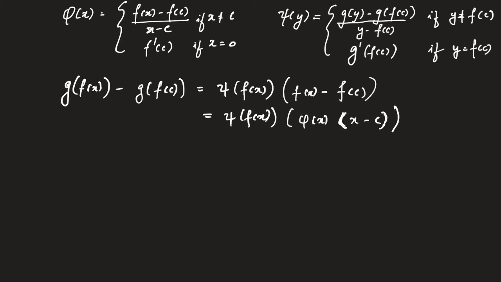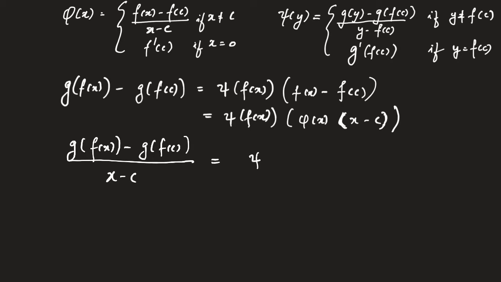Correct? That follows from the definition of phi of x, which can be rewritten as g of f of x minus g of f of c divided by x minus c is equal to psi of f of x into phi of x. Let us now look at the right hand side of this equation. Limit x tends to c, phi of x exists because phi is continuous at c. So limit x tends to c, phi of x is equal to f dash of c.